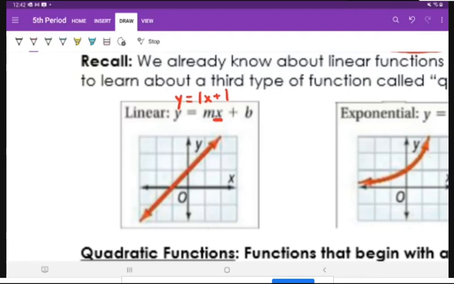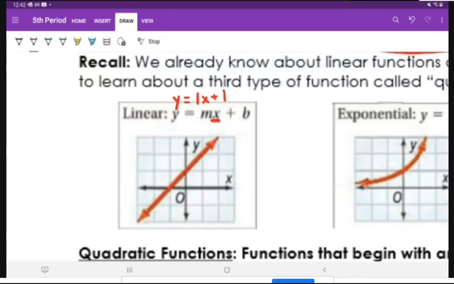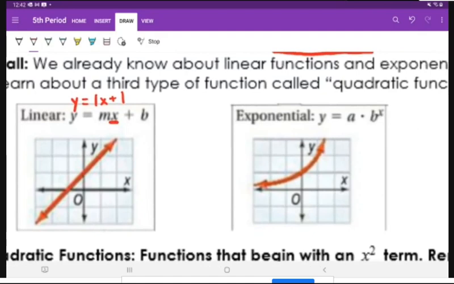The m is our slope. The b is our y-intercept. So we learned a lot of tricks about how to identify different features of a linear function just by looking at the formula. Then we started talking about exponential functions, which was our second type of function, and this was similar.